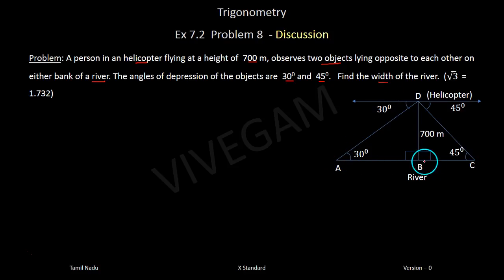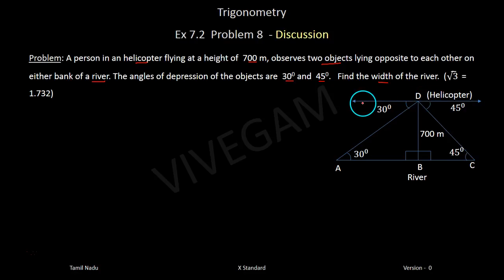So this is the river, AC is the river, and A is one object on this bank and C is the other object on the other bank. And the person is in between these two objects, in a helicopter at a height of 700 meters. So this height is 700 meters. He is here on the helicopter above the river, observing object A, which is on one side of the bank, and his angle of depression is 30 degrees. And at the same time, he observes another object on the opposite side, and the angle of depression is 45 degrees.